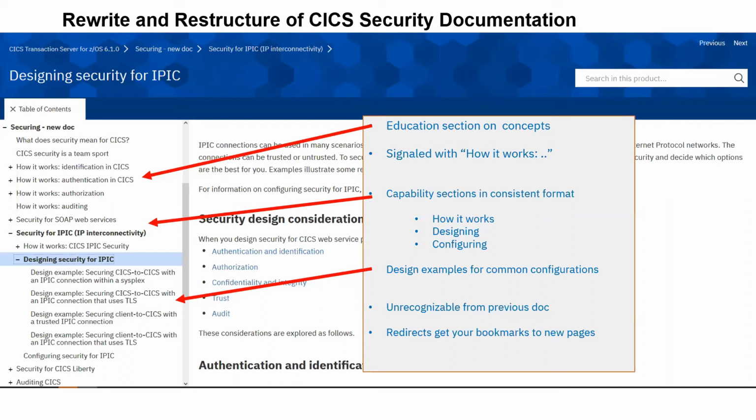And all of these examples that we've got will be implemented within the Hersley Bank test setup that we have in Hersley. So the way that we're doing this documentation, you will see, is quite unrecognizable from the previous documentation. But we appreciate that you've got a lot of bookmarks around for various bits and pieces. So the old bookmarks will still work, and we will redirect you to the new pages in the new structure.